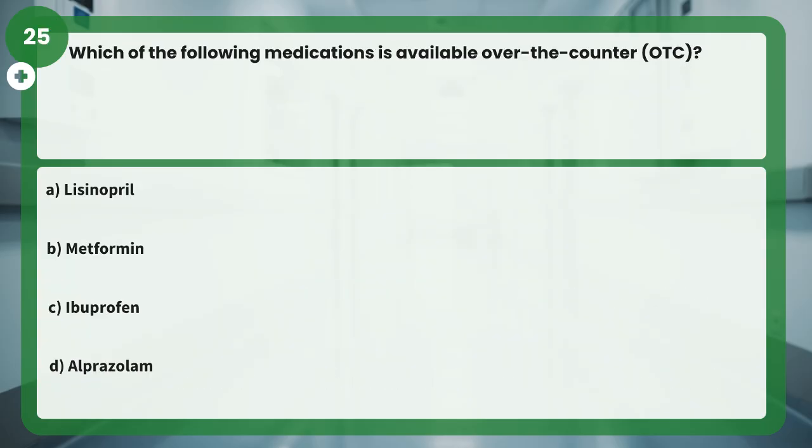Question 25. Which of the following medications is available over the counter, OTC? A. Lisinopril. B. Metformin. C. Ibuprofen. D. Alprazolam.